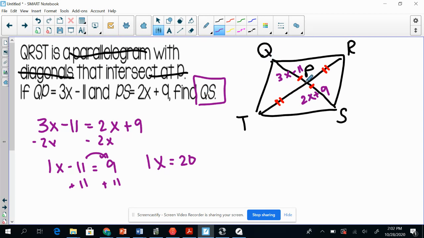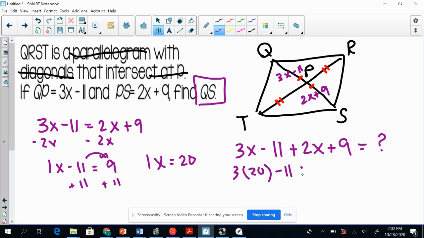That means I need to know what this part is and this part is, but they're the same. So pick whichever one you like best if you'd like, or you can do the same thing. Equals whatever. This is the answer to our question. So you're going to plug in that 20 here. So 3 times 20 minus 11 plus 2 times 20 plus 9 equals whatever we need. So 2 times 20 is 40 plus 9 is 49. 49 doubled should be the whole length, but we've got 49 here.